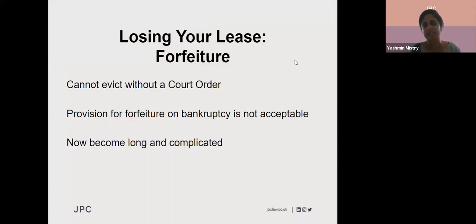Very long and protracted these days. You have to get it determined before by a court or a tribunal, or the leaseholder has to admit to the breach before you can serve a Section 146 notice. And once you've served the Section 146 notice, you can then start county court proceedings effectively. It's a very long and complicated process these days. So that's how you would get rid of your lease, or essentially forfeiture.